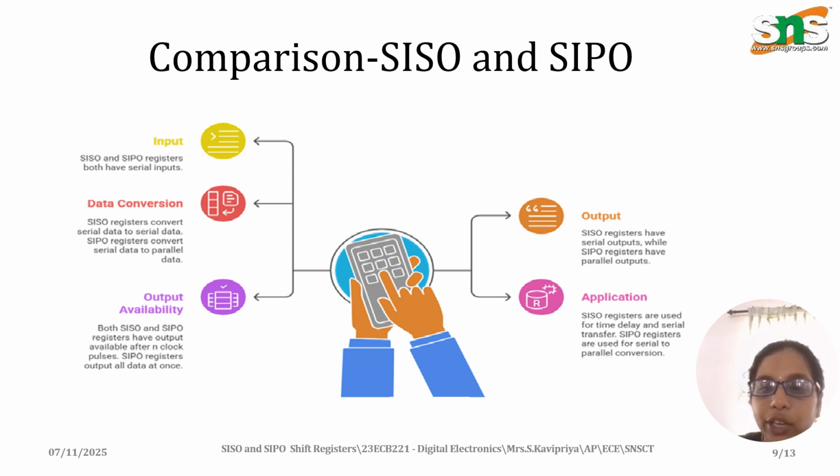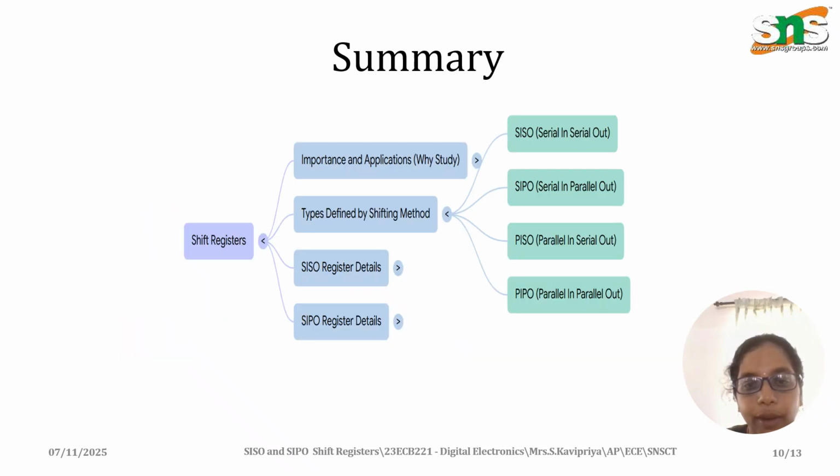Next are the applications. SISO is used for time delay and serial transfer. SIPO is used for serial to parallel conversion. Finally, the summary: we have discussed what a shift register is, the need for shift register, and in depth the serial in, serial out and serial in, parallel out registers. We have also discussed in depth the difference between serial in, serial out and serial in, parallel out.